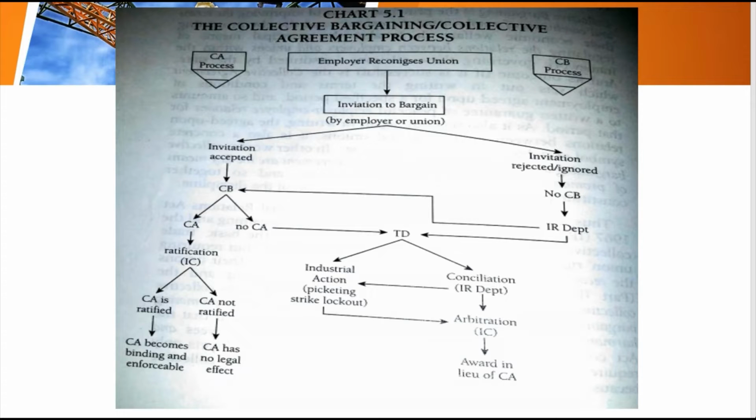If you end up as the judge for the industrial court, then you should be the one that is going to rectify the collective agreement, or you are going to arbitrate the position between the employee and the trade union and the employer.